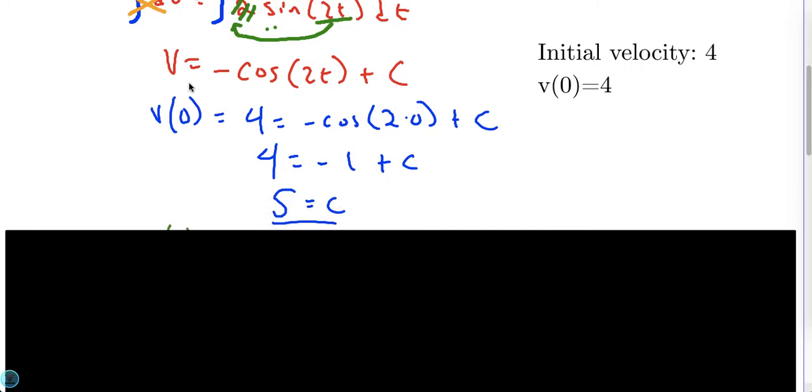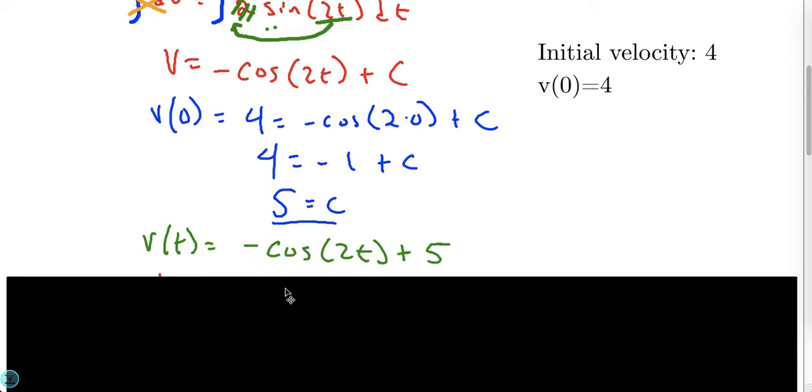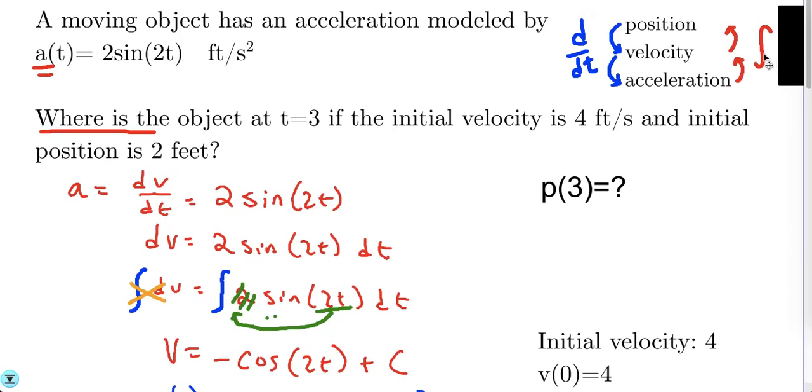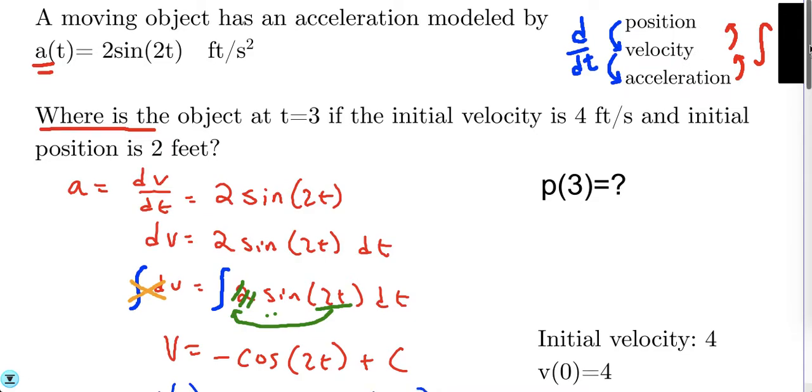So we took the family of functions here in red in combination with the given point 0, 4. Together those allowed us to find c, which means that the specific velocity function is this guy right here. In general it's red, but in particular it is this green function. However, our actual question is what's the position at 3? So essentially we've gone up the scale here to this level. We still need to go up one more level to get the position function.